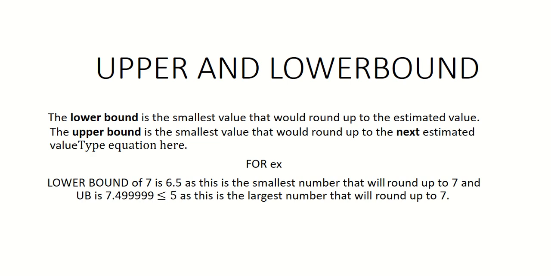Okay, so you can write it as an inequality, and you should know this because this is how you're going to write an inequality. The number has to be more than or equal to 6.5 and less than 7.5, because it's 7.499 recurring.